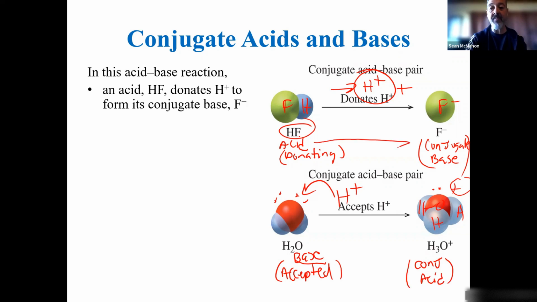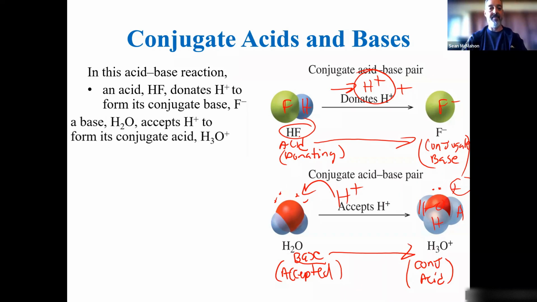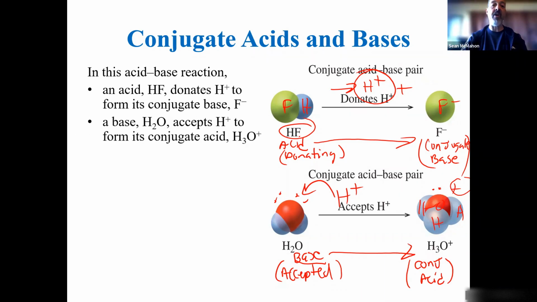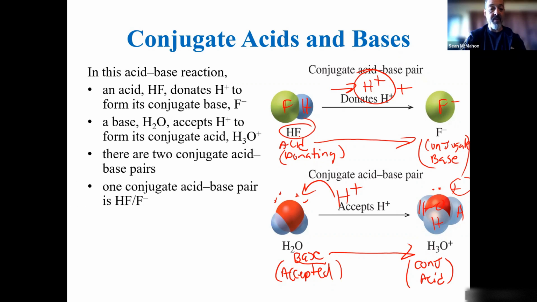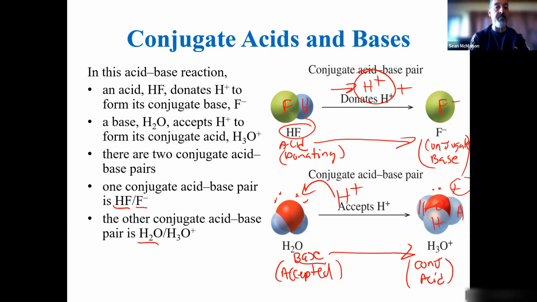So the acid becomes a conjugate base. The base becomes a conjugate acid. They basically become the opposite. So a base, H2O, accepts the proton to form the conjugate acid. There are two conjugate acid-base pairs. So one, hydrogen fluoride or hydrofluoric acid, and the conjugate base fluoride. The other conjugate acid-base pair is water, which is a base, and the hydronium ion, which is a conjugate acid.